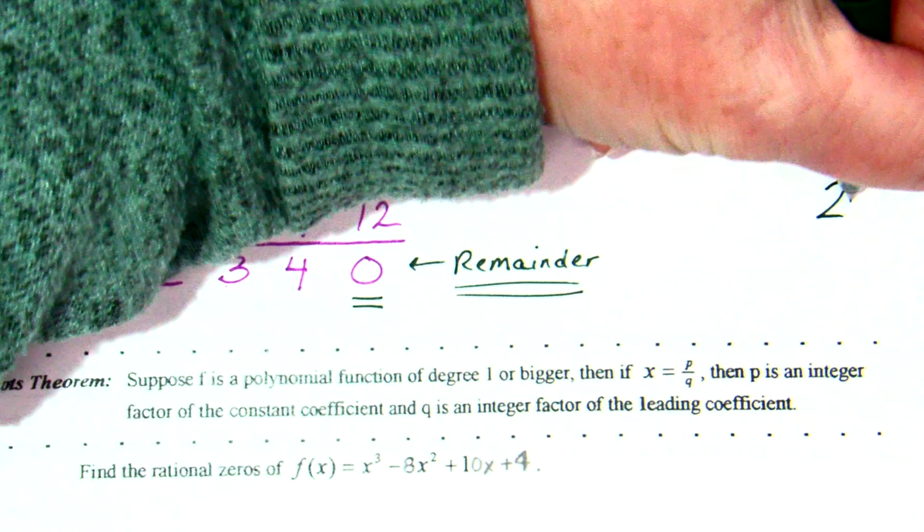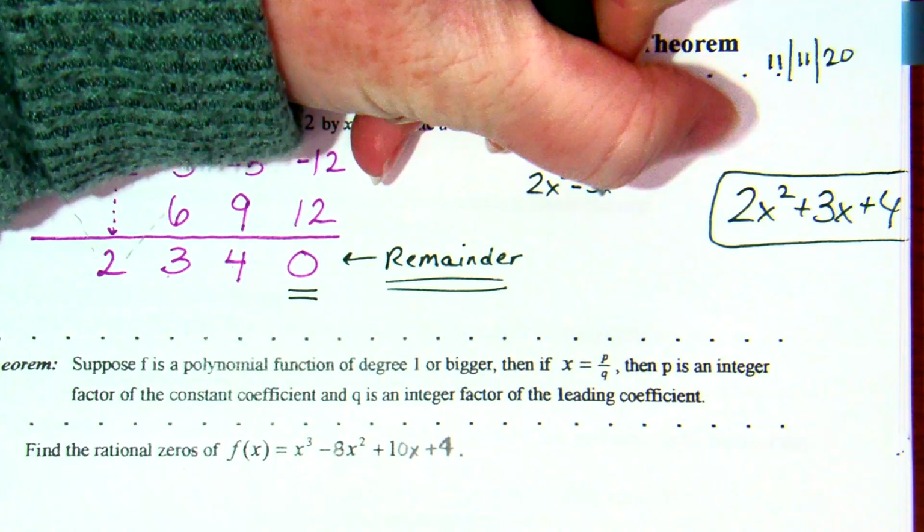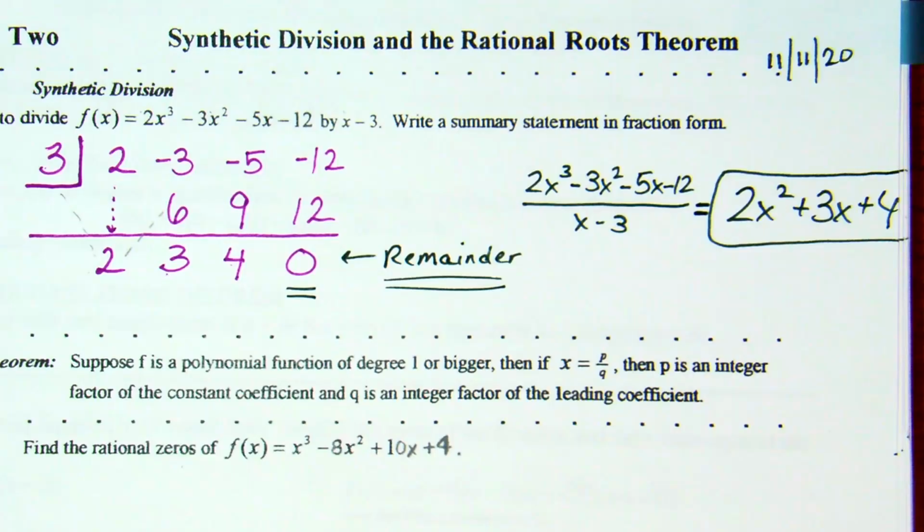Okay? That is your overall answer there. Now, the one other thing I can comment on is when it says write a summary statement in fraction form, they're just talking about the two pieces we divided, make those a fraction. So in this case, we did 2x cubed minus 3x squared minus 5x minus 12 divided by x minus 3, and that equals 2x squared plus 3x plus 4. That is the fraction form that we're talking about there.